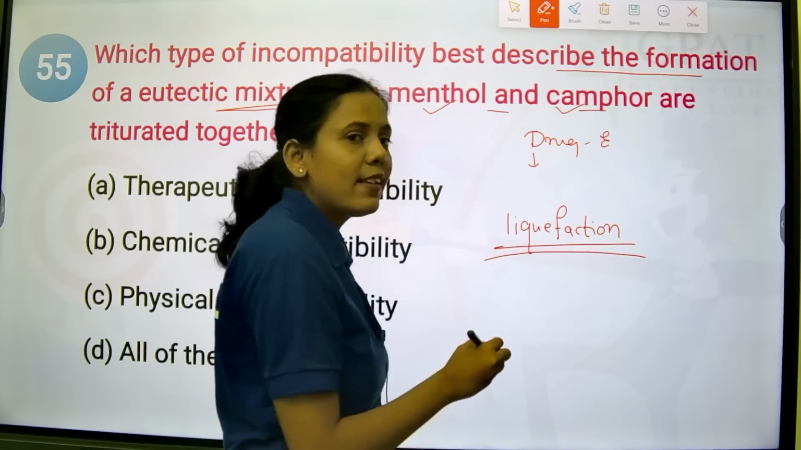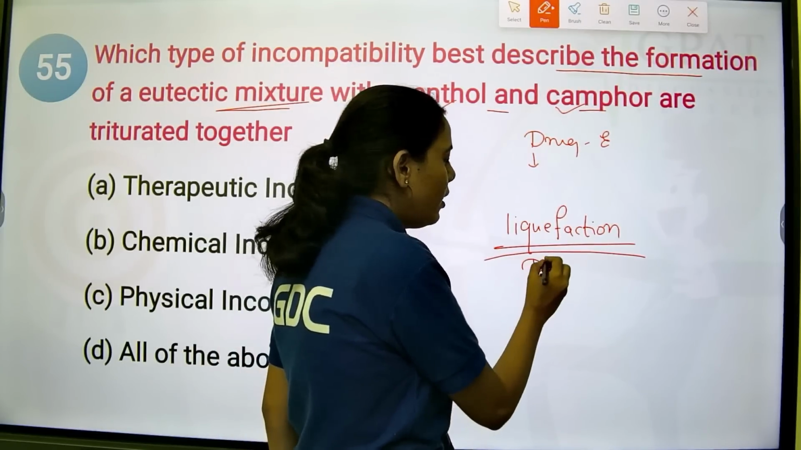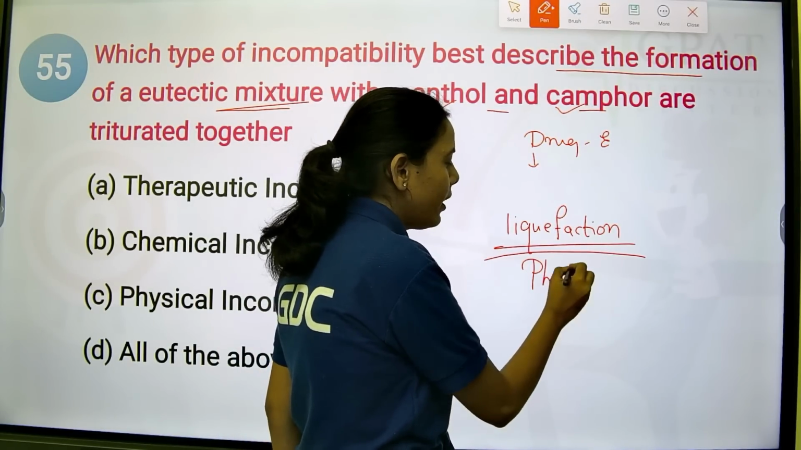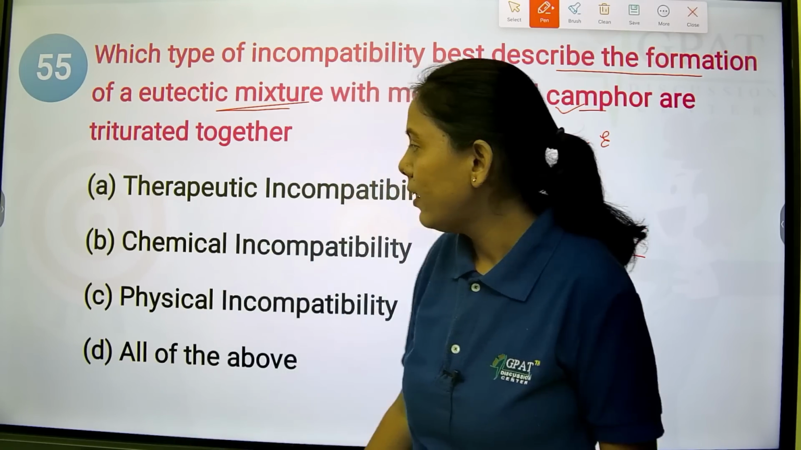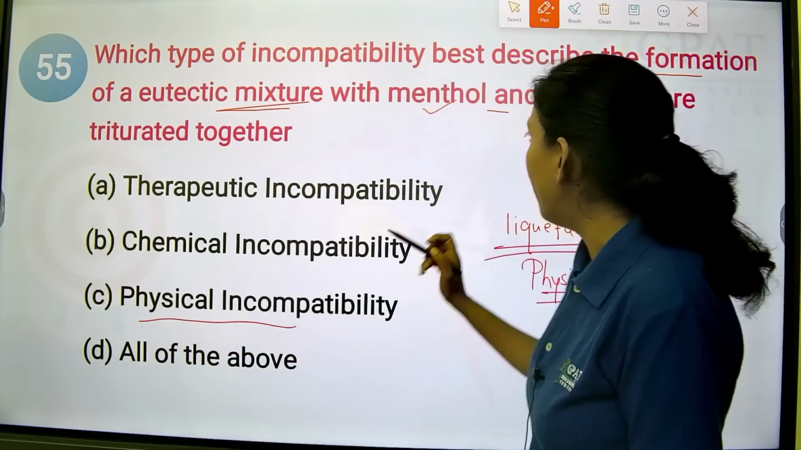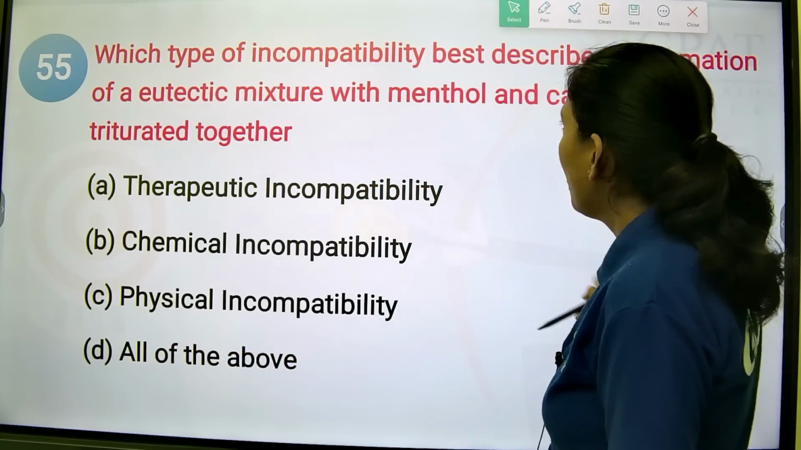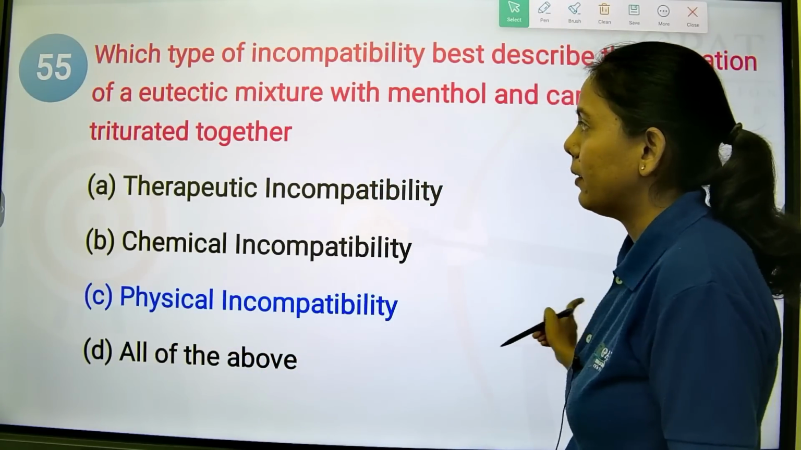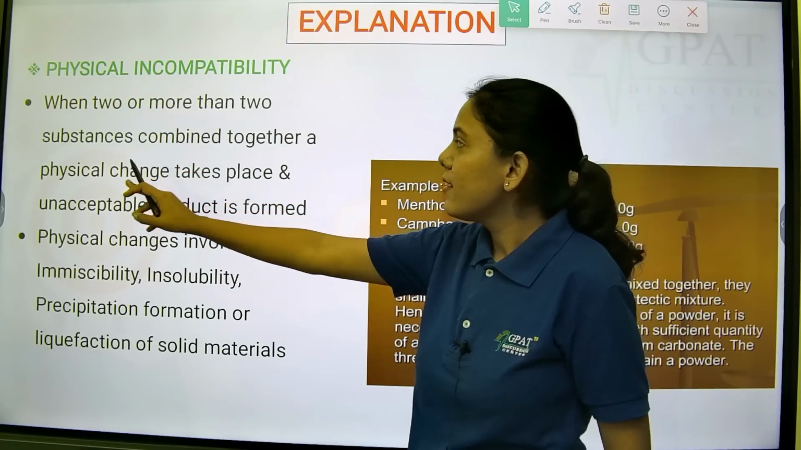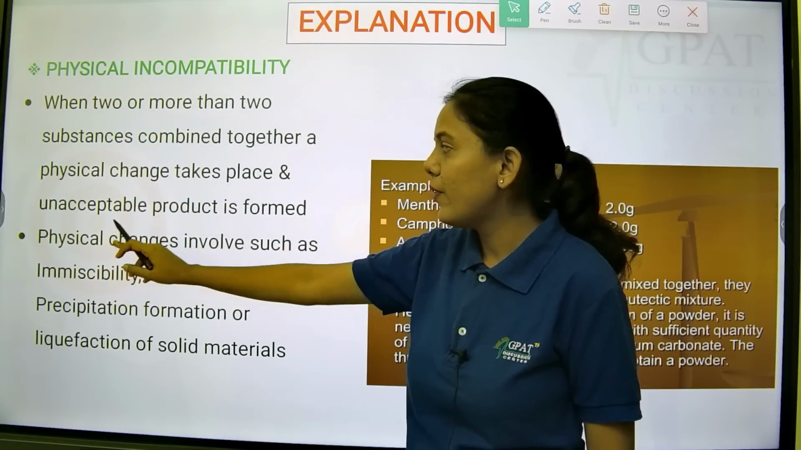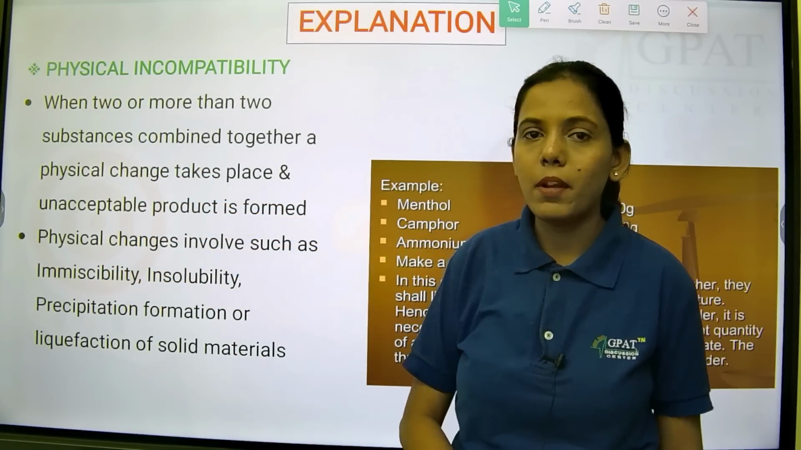And this is nothing but the physical change that is observed. So it comes under the physical incompatibility. So when two or more substances combine together, a physical change will take place and this is unacceptable in the product.